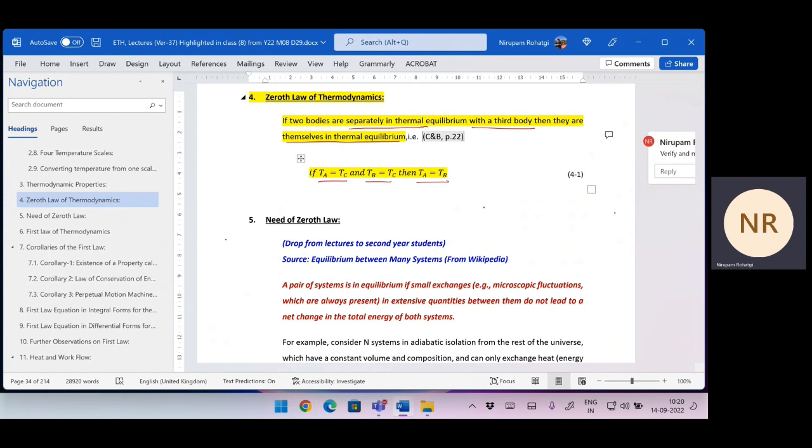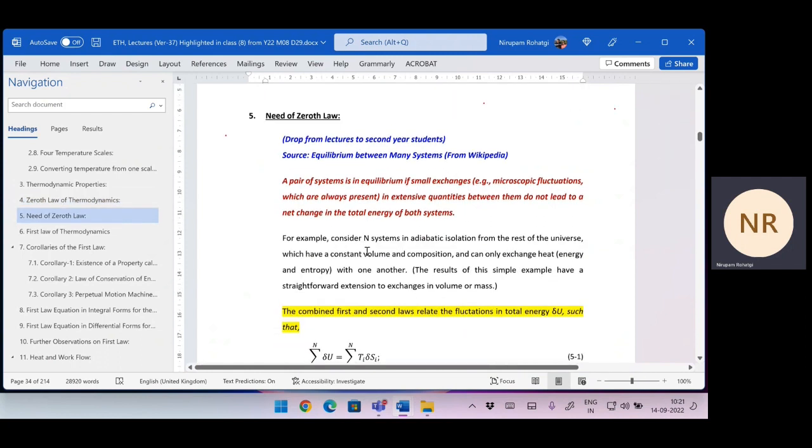So first of all, what you have to see is we are talking about thermal equilibrium, not about mathematics. So we want to put the same thing in the, you can say, physics, in reality. So if TA is equal to TC and TB is equal to TC, then TA is equal to TB. But what is the need of this? That is important. Now, sometimes I drop it from the class, but let us discuss it this time.